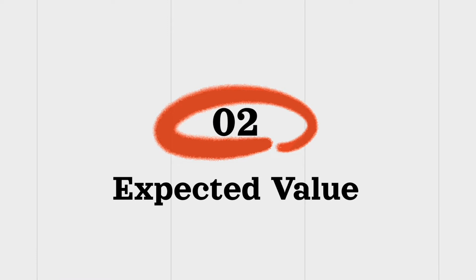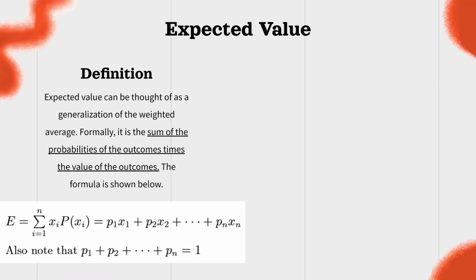Now let's move on to expected value. First, the definition. Expected value can be thought of as a generalization of the weighted average. To put it formally, it is the sum of the probabilities of the outcomes times the value of the outcomes. The formula is shown below. The closed form would be P1x1 plus P2x2 all the way to the probability of the nth event happening times the value of the nth event. Also note that the sum of the probabilities must equal 1.